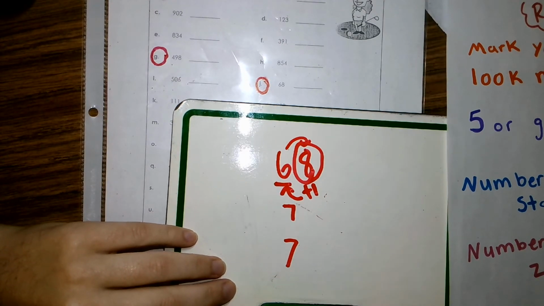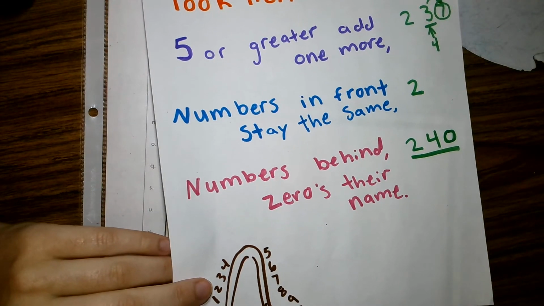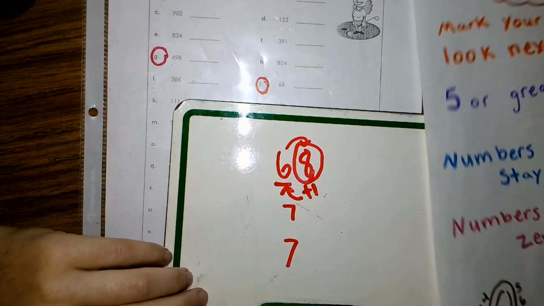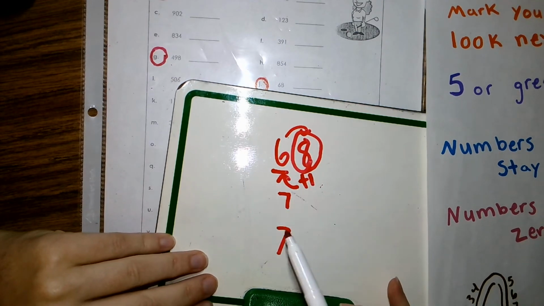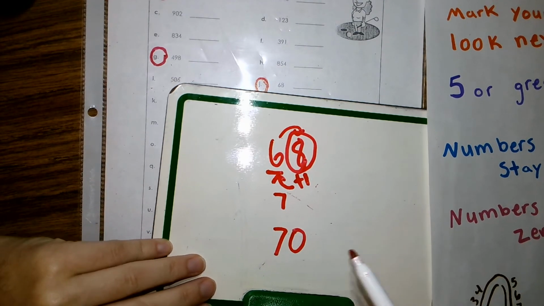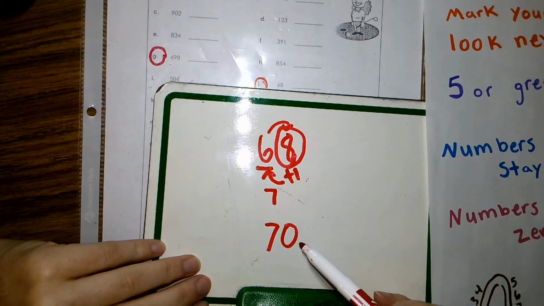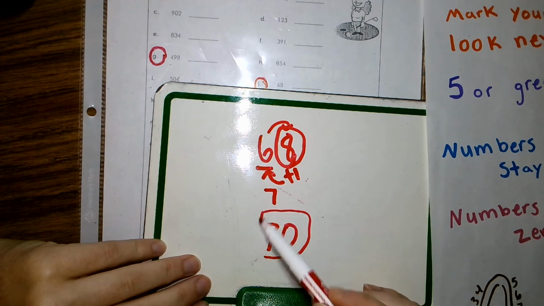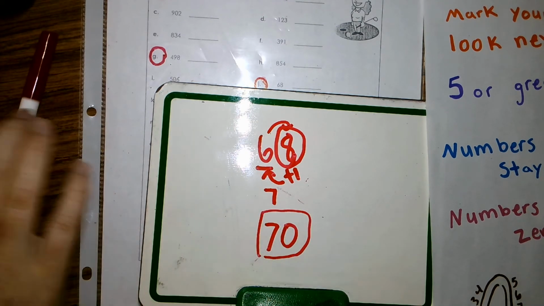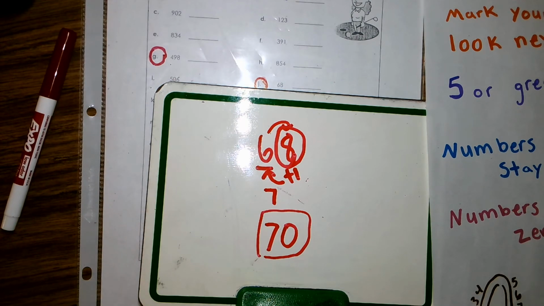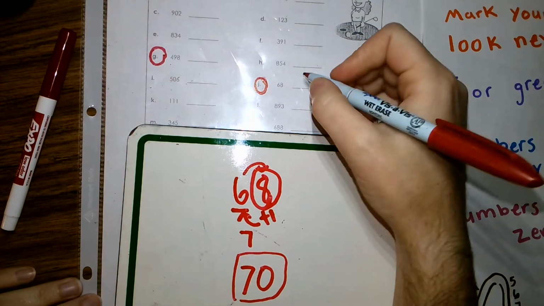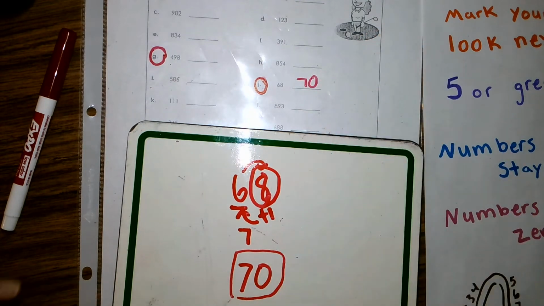Okay? And then numbers behind zeros their name. So everything behind the place value you're looking for is 0. So 68 rounded to the nearest 10 is 70. Okay? So you're going to write that on your paper using the label box, or the T, the text box, 70. Okay? So 68 rounded to the nearest 10 is 70.